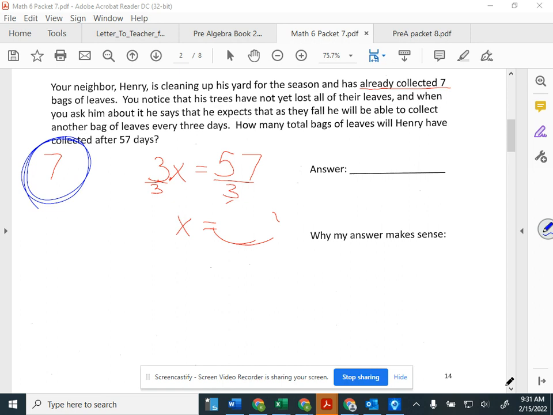Okay, so figure out how many bags he's going to have every 3 days for 57 days, and then don't forget about the 7 bags that he began with. Does that make sense, Zoe? Yeah.